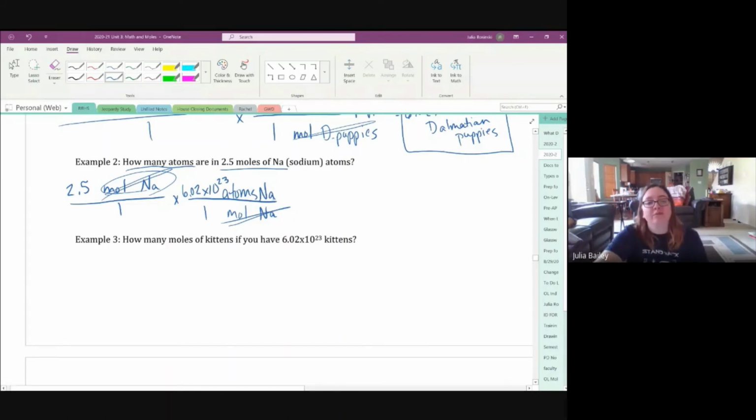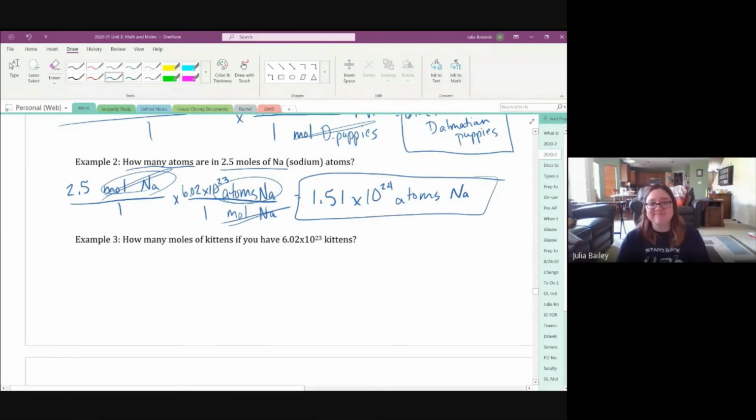This time, you may want to actually do this not quite by hand. You could put this in a calculator, but you end up with, rounding to the hundredths place, because we always round to the hundredths place, 1.51 times 10 to the 24th. And then again, you notice, hopefully, that we've simplified out the moles of sodium, only atoms of sodium are left, and that's going to be our label for our answer, which is convenient because the question was asking us to find atoms. And judging by my math, it sure looks like I did.